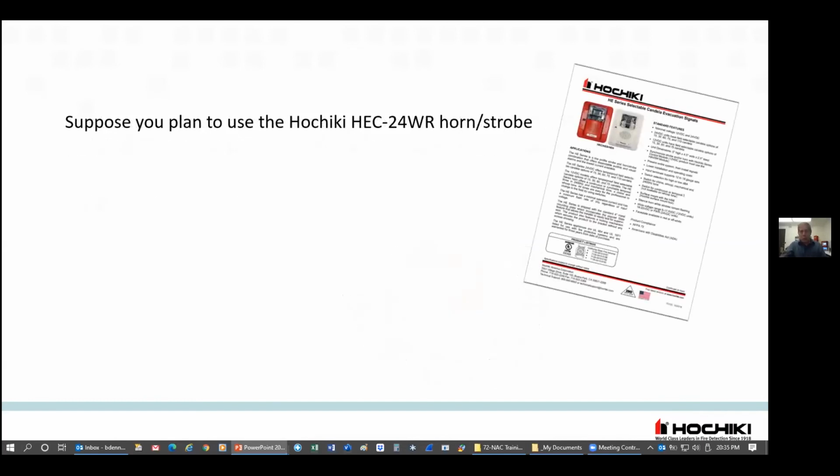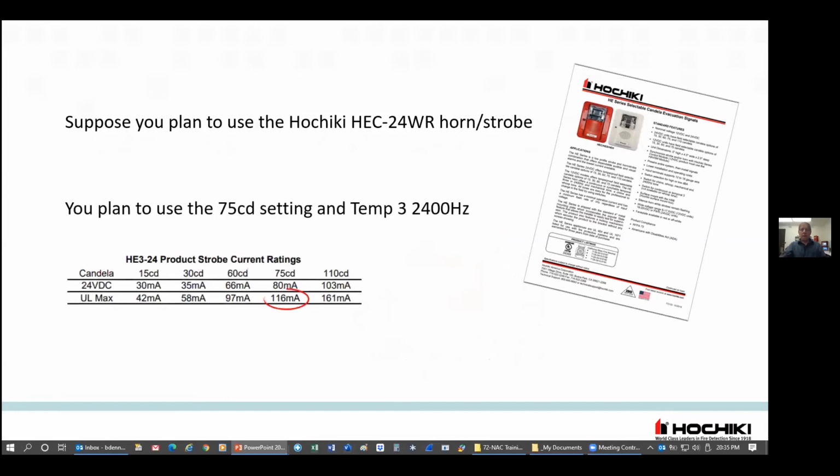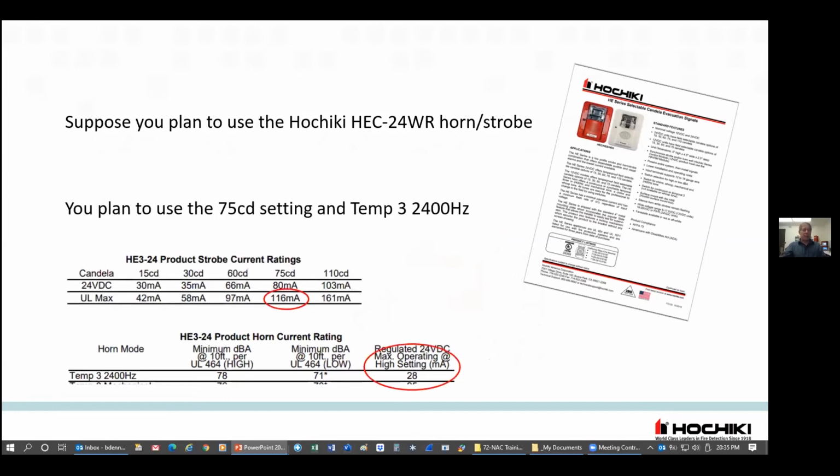Let's suppose we're going to use the Hochiki HEC 24 wall mount horn strobe appliance, okay? And we're going to use the 75 candela setting, and we're going to use the temporal 3 tone. So we can look on the data sheet and figure out what the current draw for the appliance will be. For the horn part, it's going to require 28 milliamps, okay? So 28 milliamps for the horn.